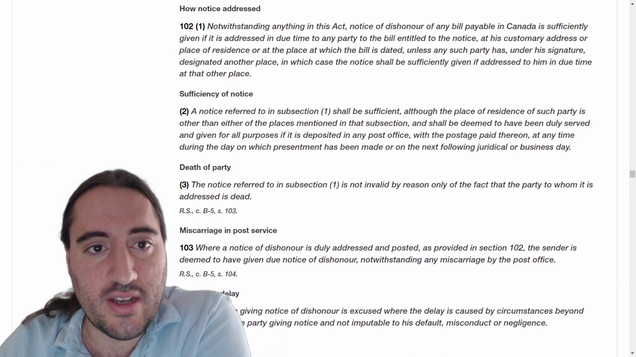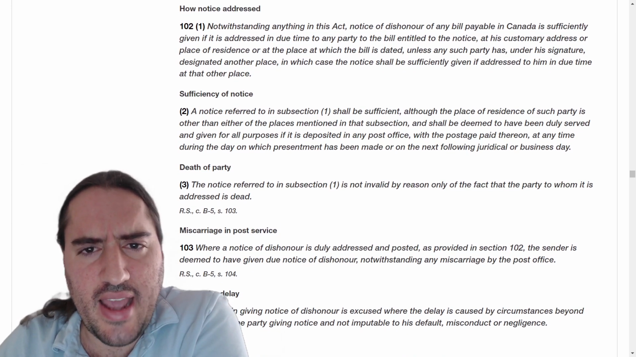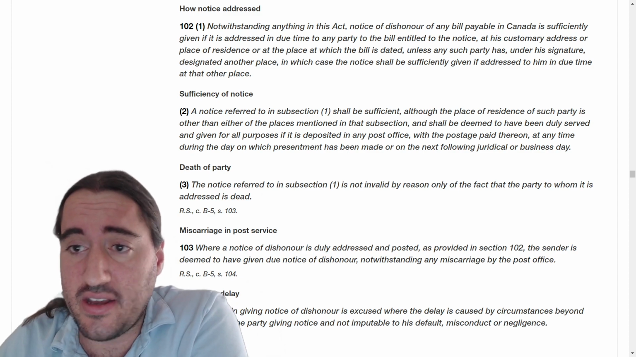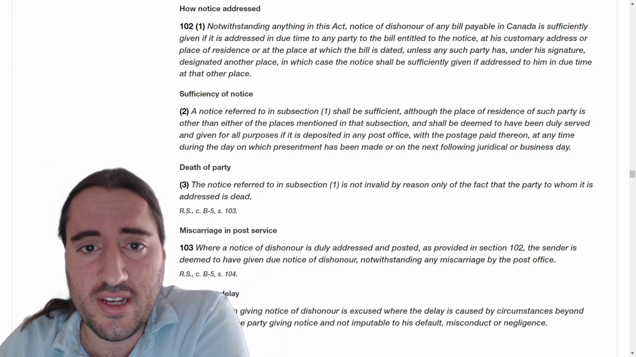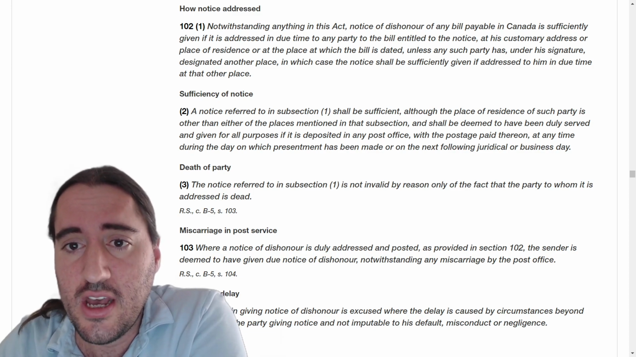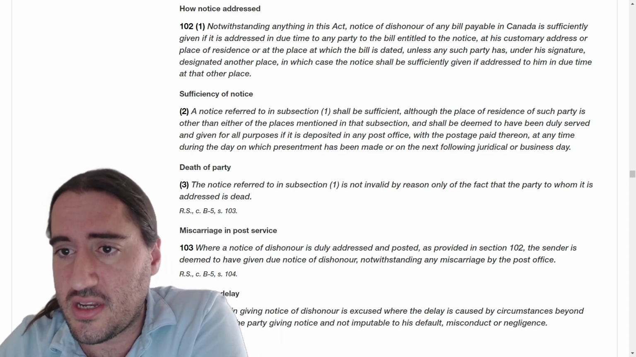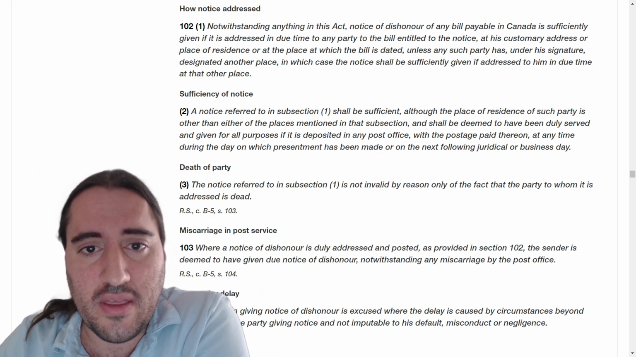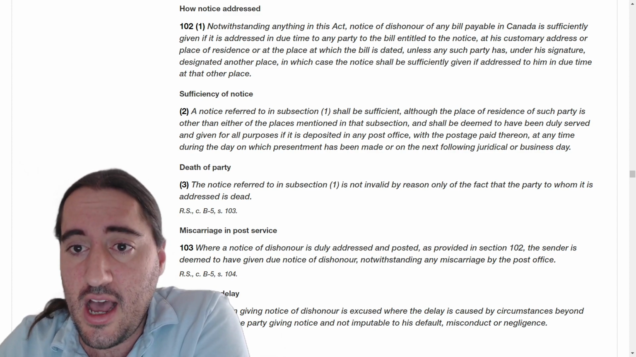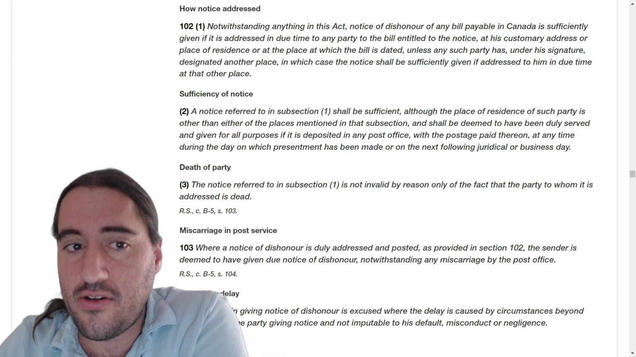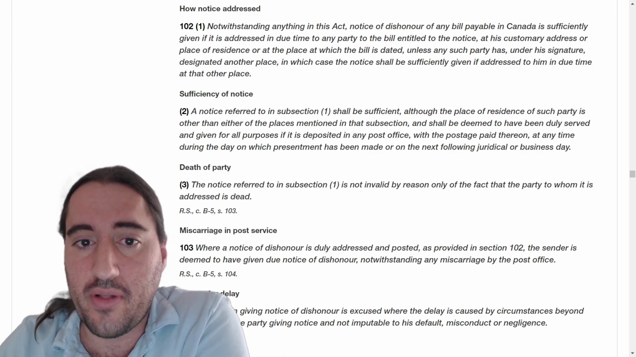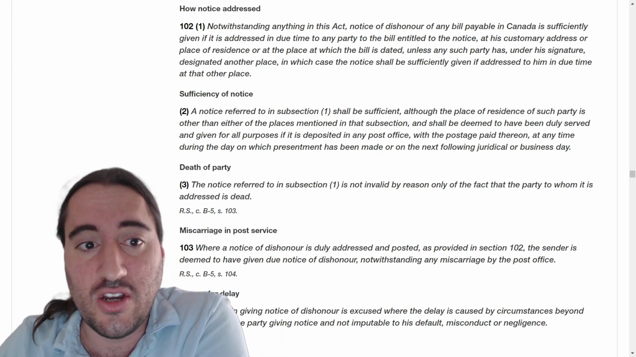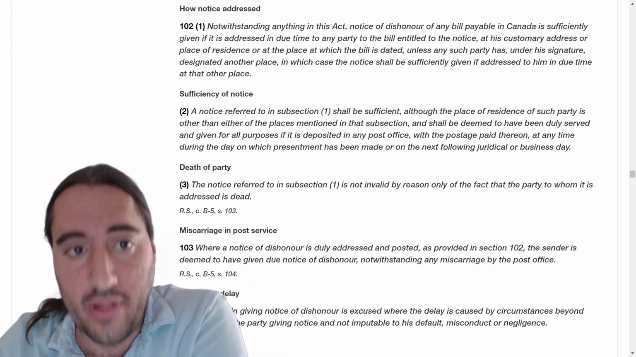How notice addressed. Notwithstanding anything in this act, notice of dishonor of any bill payable in Canada is sufficiently given if it is addressed in due time to any party to the bill entitled to the notice, at his customary address or place of residence, or at the place at which the bill is dated, unless any such party has, under his signature, designated another place in which the notice shall be sufficiently given if addressed to him in due time at that other place.